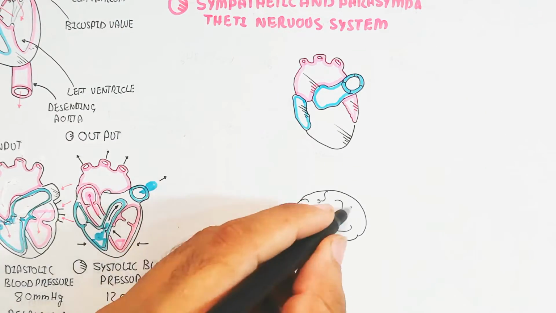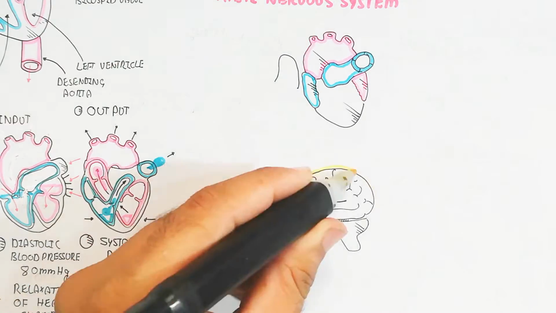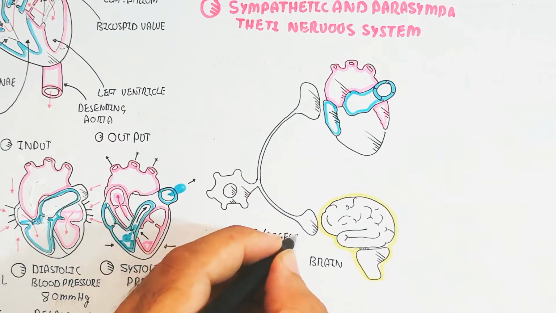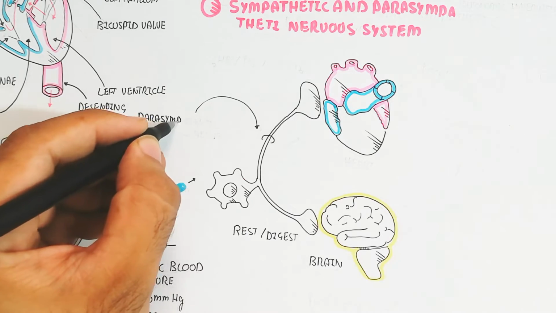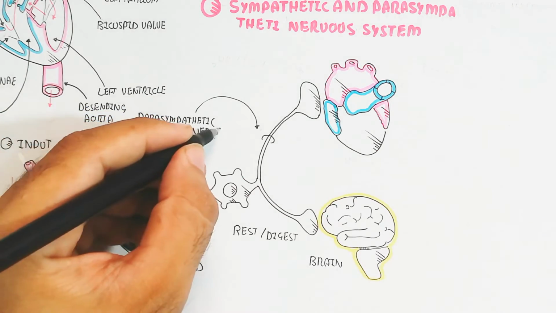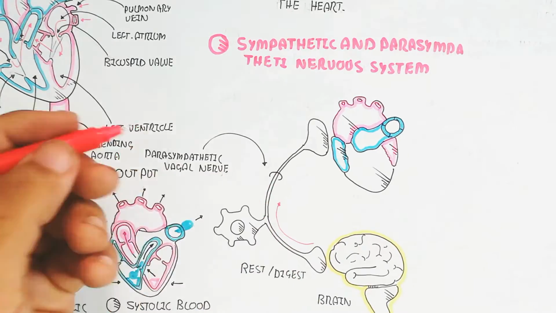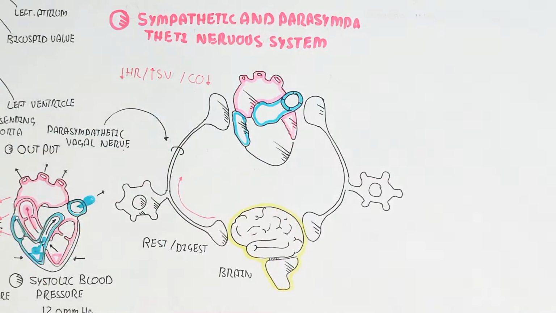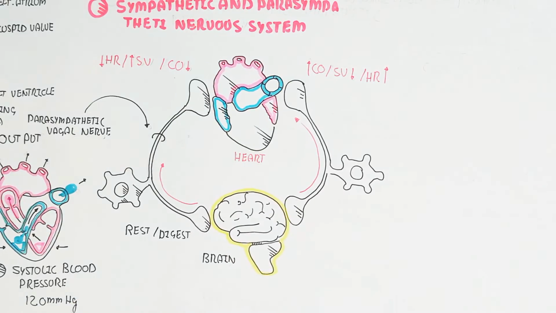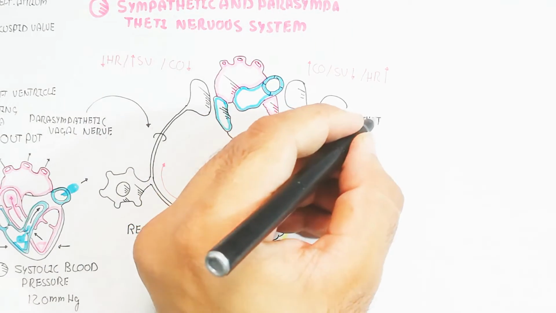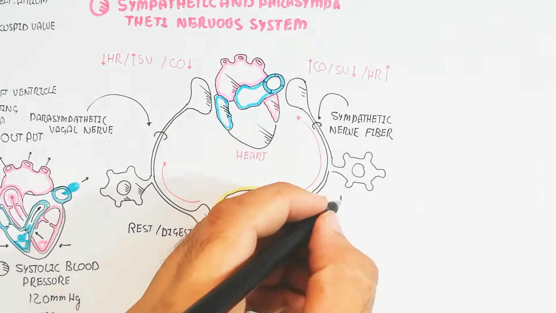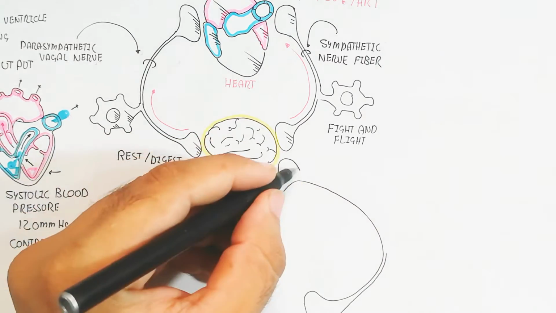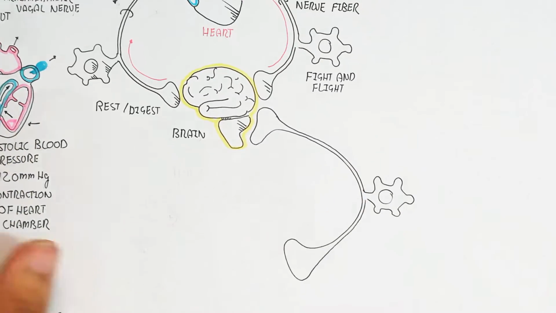So in this way, I am drawing for understanding the sympathetic and parasympathetic nervous system and how they change the heart rate, stroke volume and cardiac output. During rest and digest, the parasympathetic vagal nerve will stimulate from the brain toward the heart, and the neurotransmitter will lower the heart rate, and the stroke volume and cardiac output will be decreased during the rest time. While the sympathetic nervous system, which enhances the fight and flight response, will increase the heart rate, and the stroke volume will decrease. So collectively the cardiac output will increase.